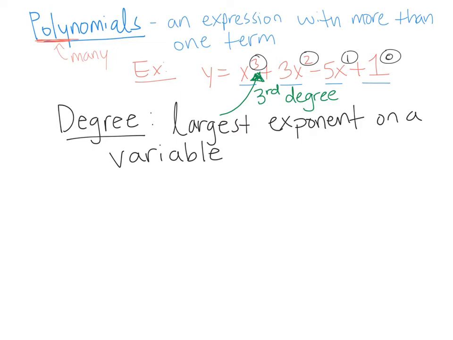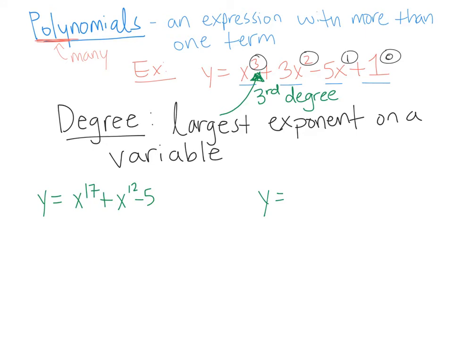So I'm going to write down some polynomials here, and I would like for you to tell me what their degree is. So let's go: x to the 17th plus x to the 12th minus 5.